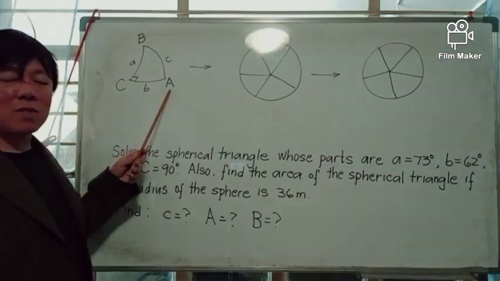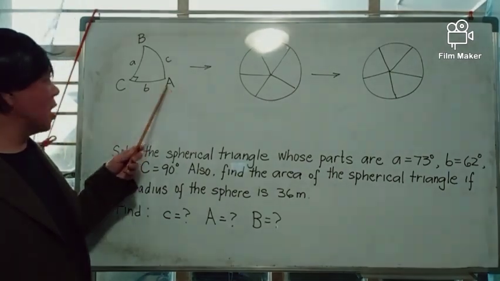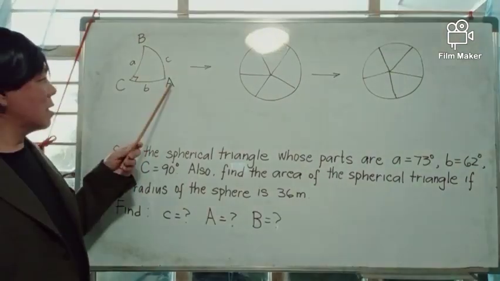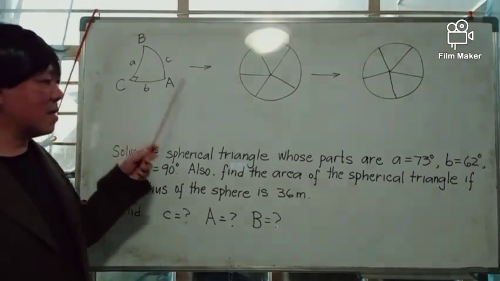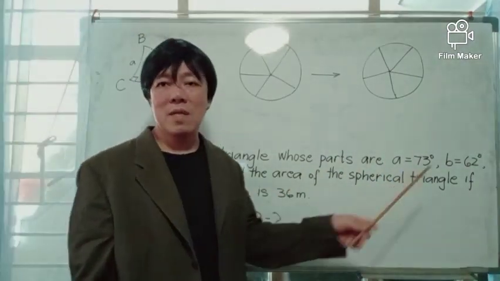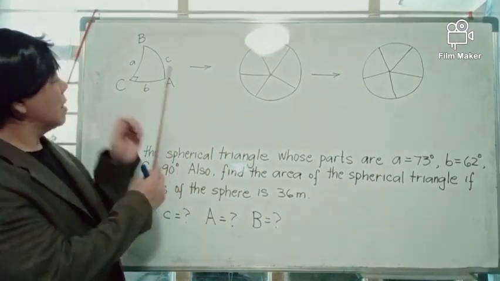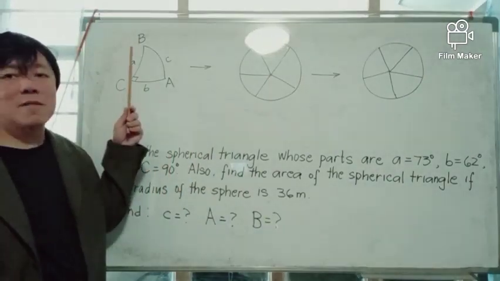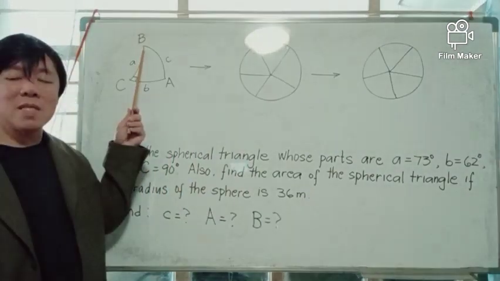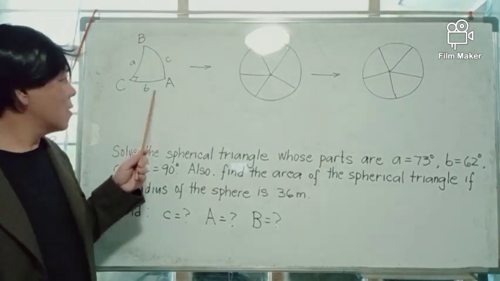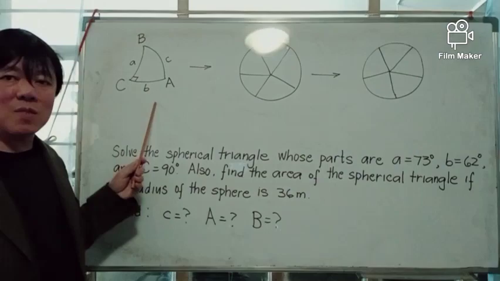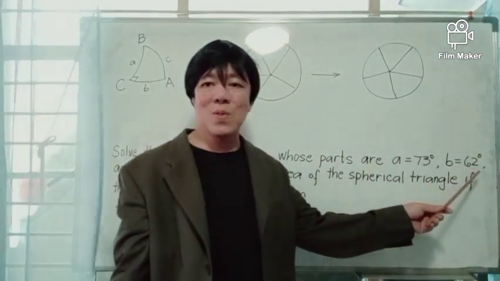For these notations, this is the vertex A and the side opposite is small a. The side opposite angle A is small a, equal to 73 degrees. And this is the vertex B, the side opposite angle B is small b, or the length of this arc small b is given as 62 degrees.